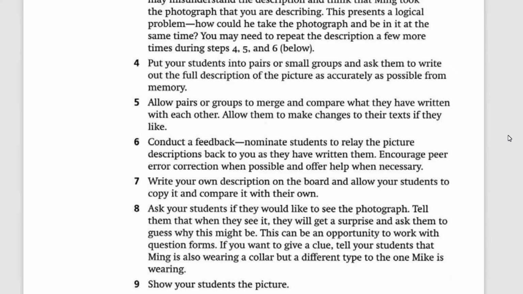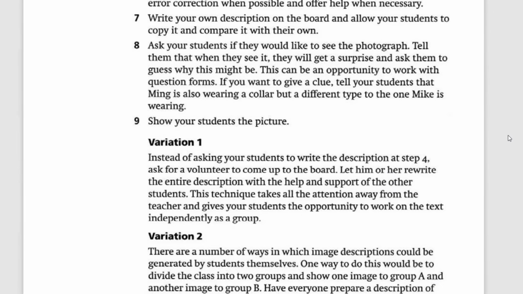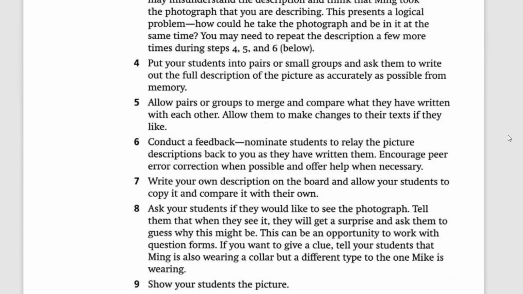And finally, at the end, they get to see that picture, and at that point, there's probably going to be a little bit of a laugh. There's going to be a lot of relief from that tension. But that's the end. I mean, he gives some variations, but that's the end of the lesson.